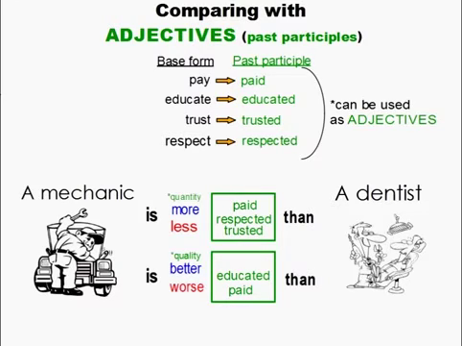Okay? So this is how I'm using the past participle with adjectives, okay? And I'm using it to compare using the quantity, thinking more of the adjective or less of the adjective. Also with quality, I can use better and the adjective, and worse and the adjective. Good.